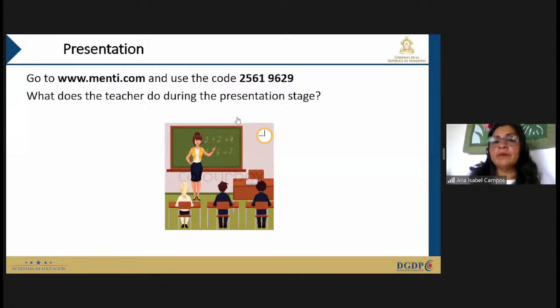All right. So if you want to say something about the presentation stage, right? What do you think teachers should do when they are on this stage, presentation? We can go to Menti. There is one more at the end, but this is one of the last times we'll be going to Menti. 25, 61, 96, 29. Write your thoughts about what you think we are supposed to do in the presentation stage so that we can promote use of the language, so that students get ready to use English for communication.